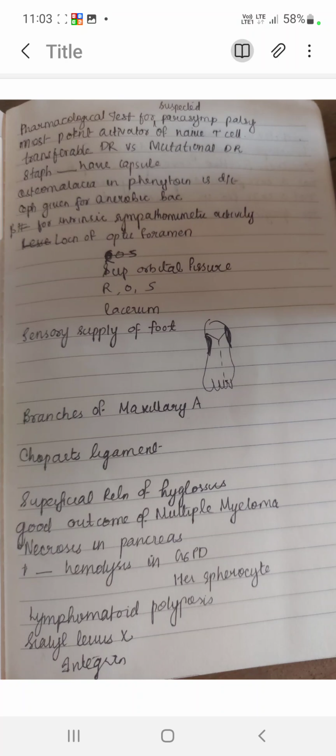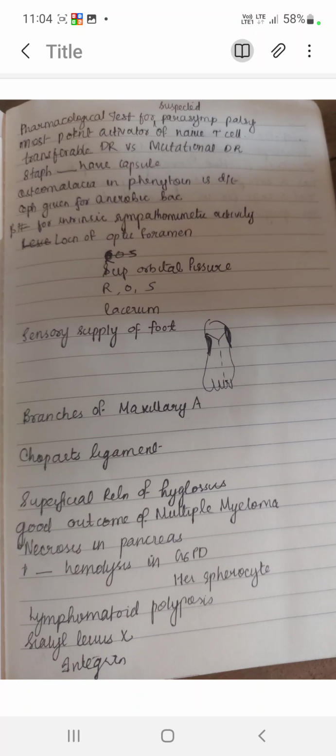Next, the most potent activator of naive T cell is the mature dendritic cell. Transferable drug resistance and mutational drug resistance: mutational drug resistance is due to mutation and is only for one drug, so you can overcome it by giving a combination. Whereas transferable is to multiple drugs. Even if you give a combination, there is no response. It is more severe. Staphylococcus does not have a capsule.